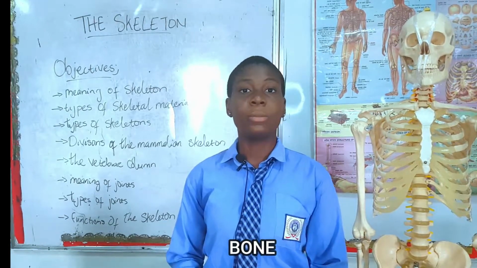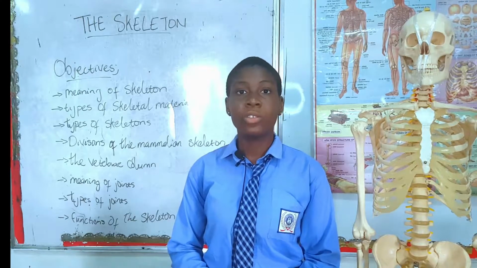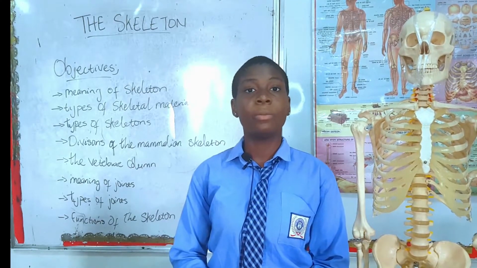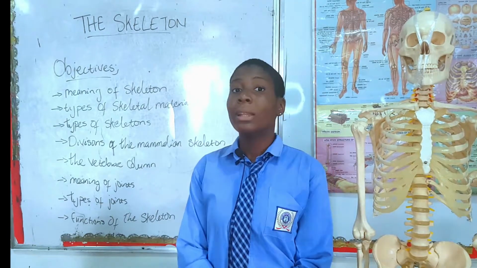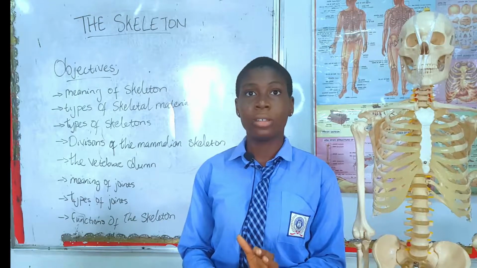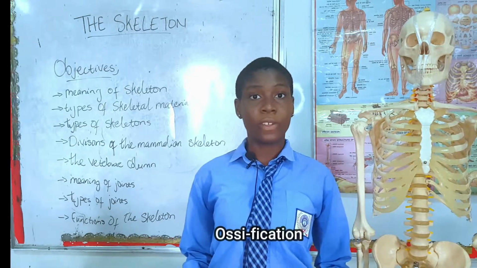Then the third one is the bone. The bone is a tissue that is made up of minerals as well as living cells, but the ratio of the minerals to the living cell is much higher. That is why the bone is hard. The process of the bone getting hard or the hardening of the bone is called ossification.